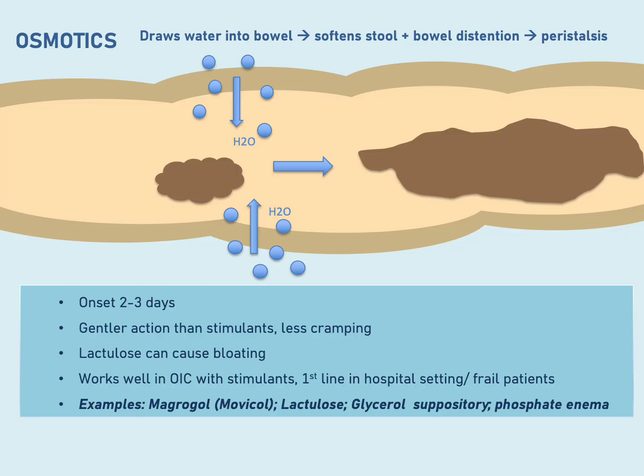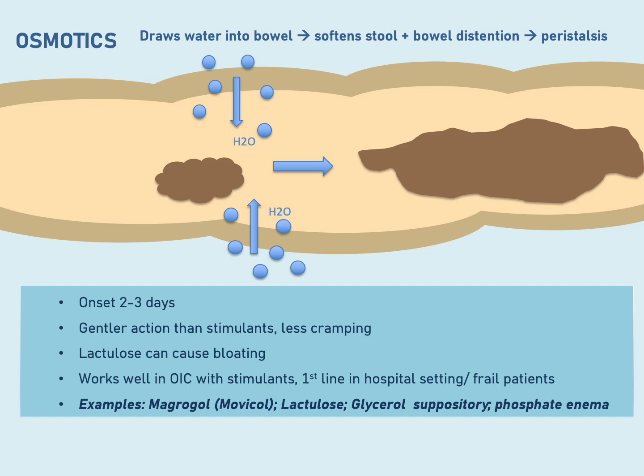Osmotics are another really common type of laxative we use in hospital settings. They work by drawing lots of water into the bowel from the body, and this extra fluid softens the stool and causes some bowel distension, which then triggers peristalsis. It can take up to 2 to 3 days for it to work, and compared to stimulant laxatives, they act a bit more gently and can cause less cramping.